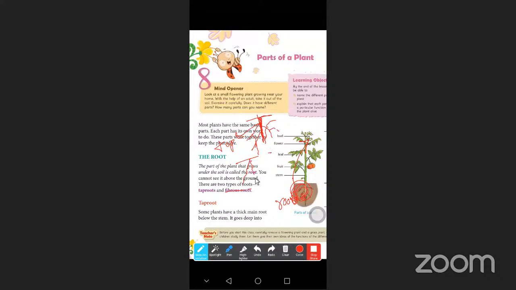So there is no main root. It can be divided into many roots. We cannot find out which is the main root.